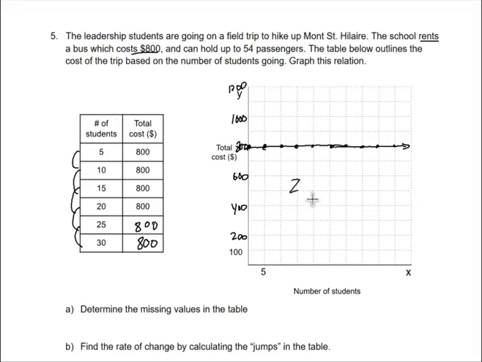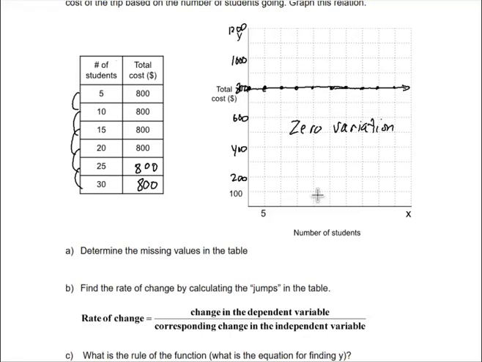And so this is what we call a zero variation. It doesn't vary at all. And what are the characteristics we need? Well, it's a horizontal line. It doesn't go through the origin. The slope, it doesn't slope up, it doesn't slope down. The slope is equal to 0. Hence that zero variation.